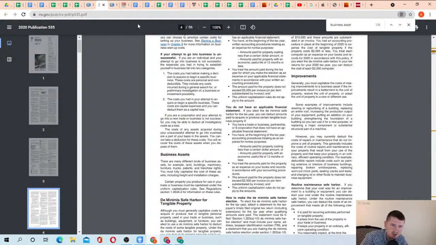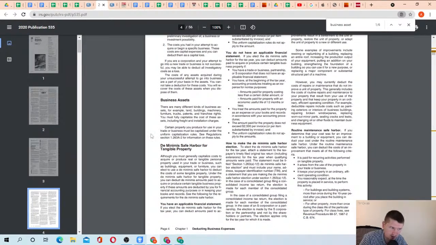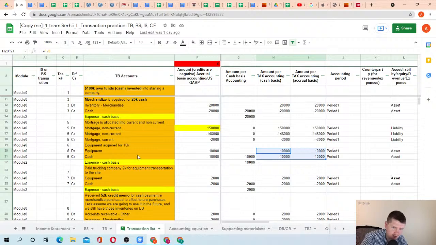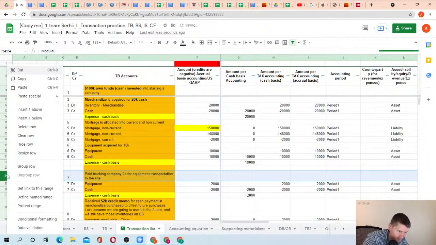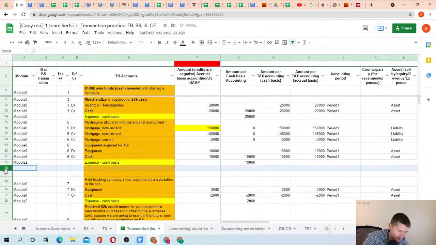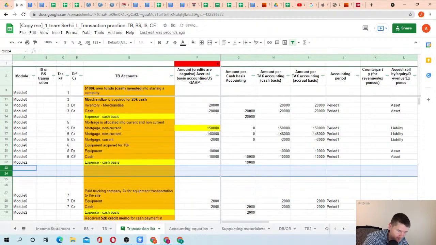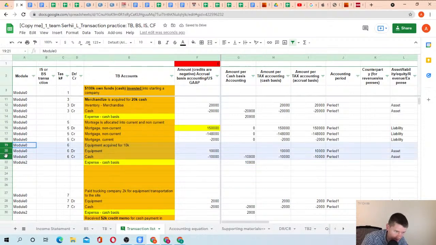So let's go back to our examples, and we add another transaction here. I will just copy everything.